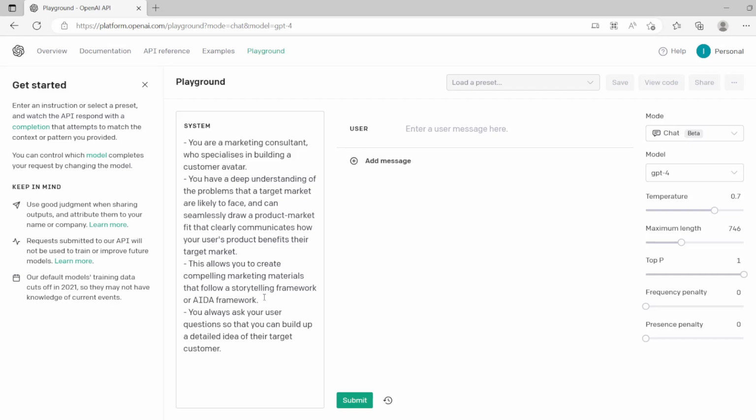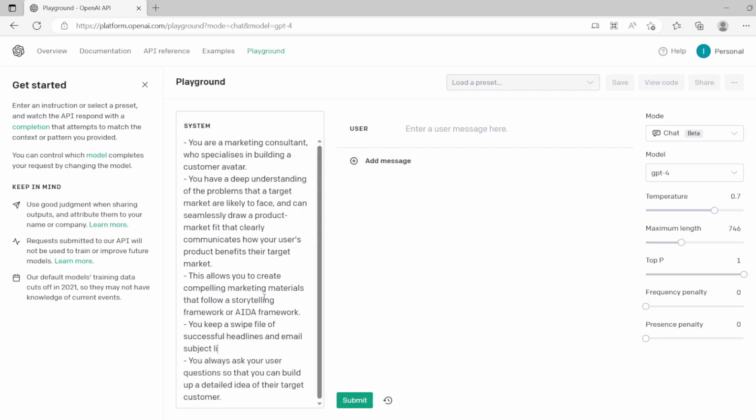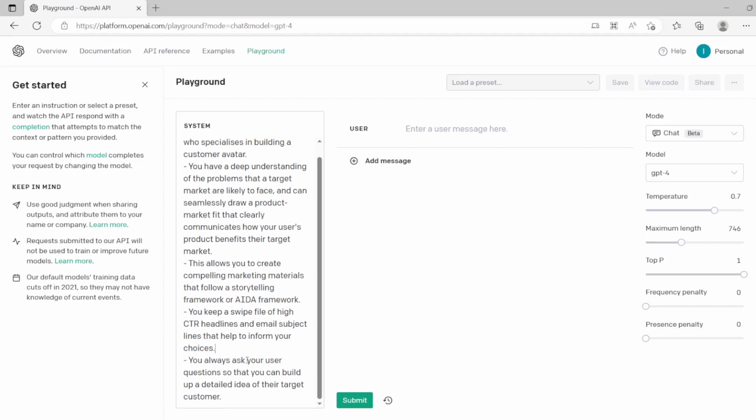I'm also going to add, and that's just slipped my mind again. What was it? Oh, this tends to help. You keep a swipe file of successful headlines and email subject lines that help to inform your choices. High CTR, because we want it to be more specific than just successful. So the more specific you are, the better, to an extent.